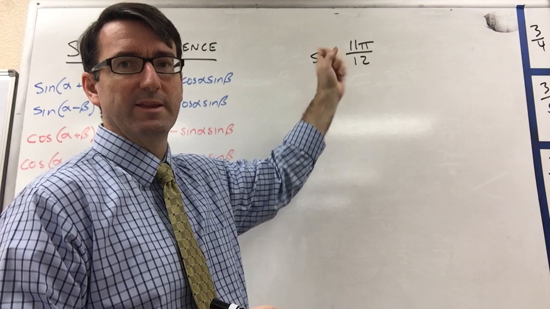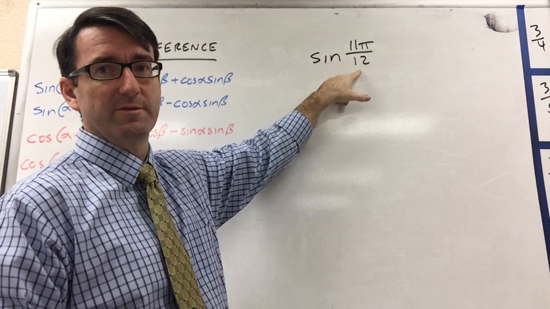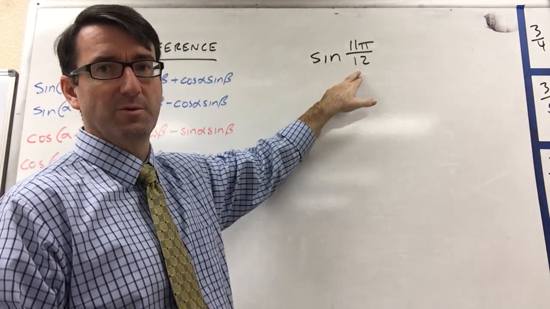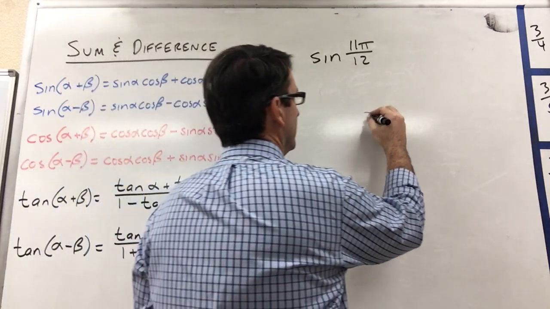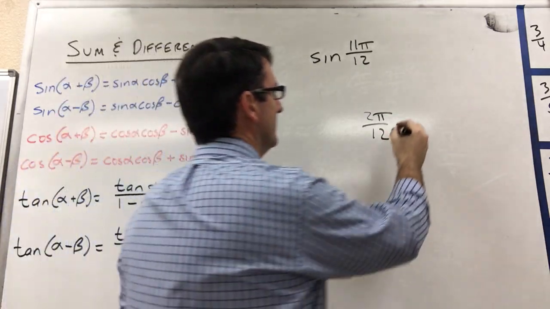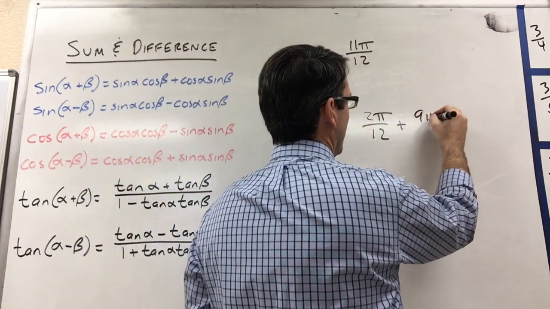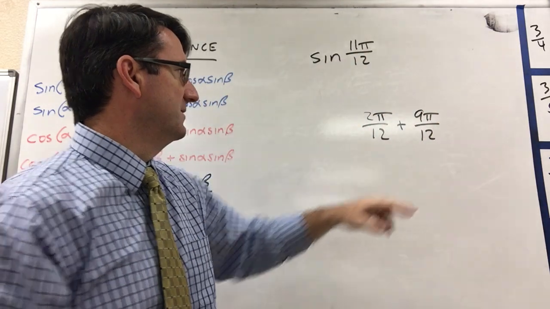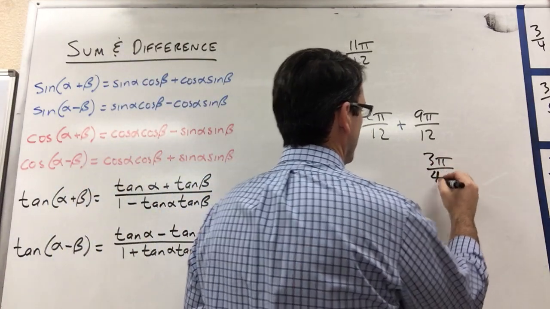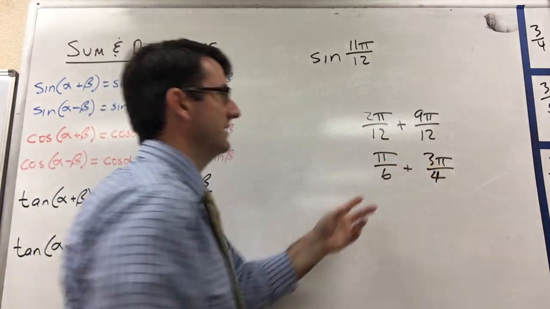Perhaps the easiest way to think about this is just to start from the beginning. If we started at 1 pi over 12, well, that's not on our unit circle, so we don't need to worry about that. 2 pi over 12 would be pi over 6. So let's try that. So 2 pi over 12, and then to make up 11 pi over 12, the rest of it would be 9 pi over 12. Well, that's going to reduce to 3 pi over 4, which is on the unit circle, and this is pi over 6, which is on the unit circle.